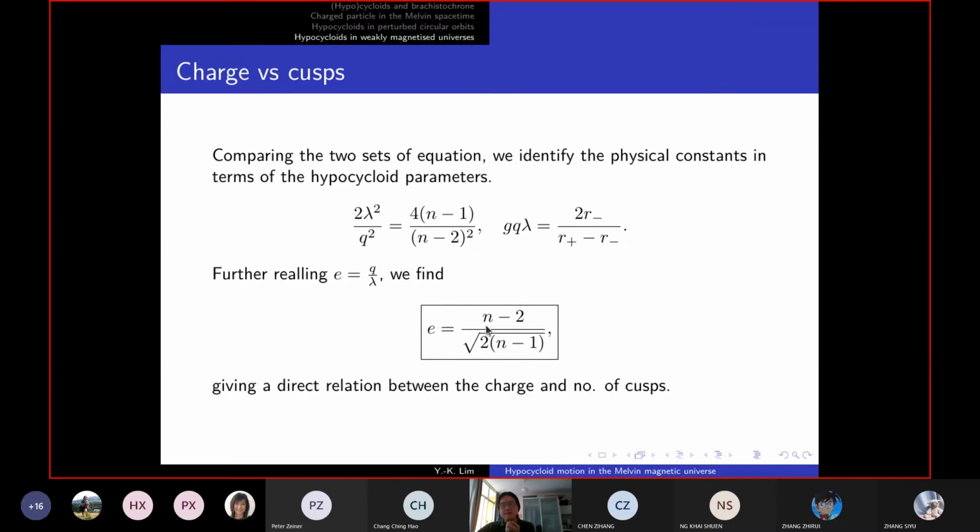Remember that if n is an integer, it gives you the number of corners. So if I want a certain number of corners, I put this n in here. Let's say n equals 3 for the deltoid. Then it will give me the necessary charge for the particle to travel in this way. So for different n, I will get different types of motion.